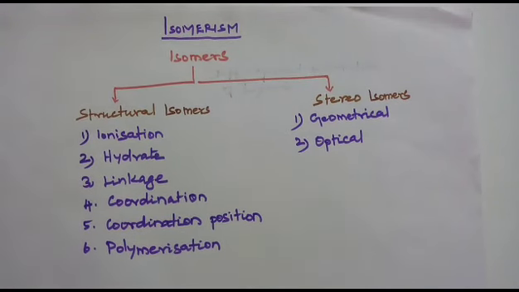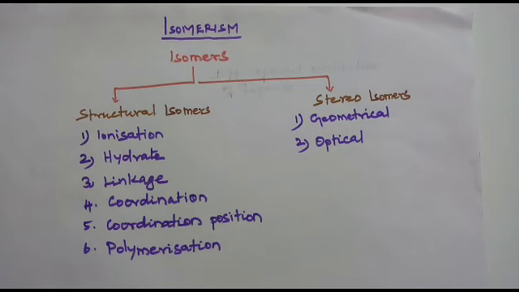Hello friends, in this video we are going to study about isomerism in coordination compounds. What is isomerism? It is about studying isomers. What are isomers? Same molecular formula but different structural formula. The compounds possessing similar molecules, same molecular formula but exhibiting different structures are called isomers.